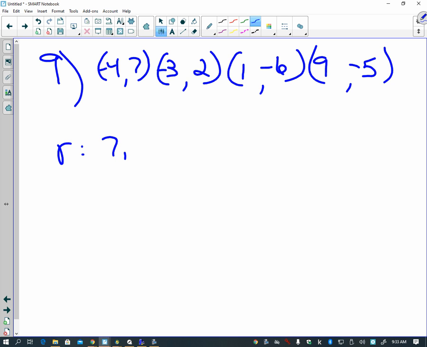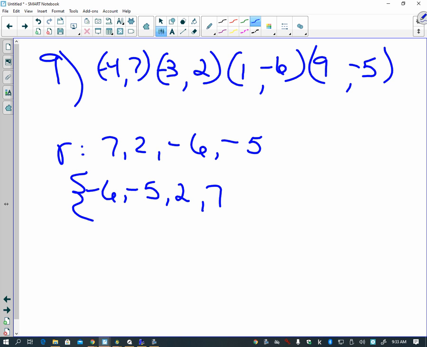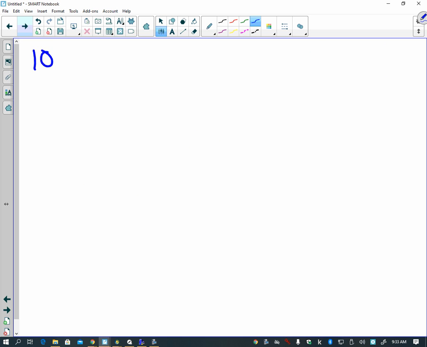All right, so you said 7 to -6, -5. What would be a better way of representing those? In order from what to what? -6, -5, 2, and 7, okay, is our range. Does that work for you? That's all we're looking for. Give the range of the discrete function. Easy peasy.